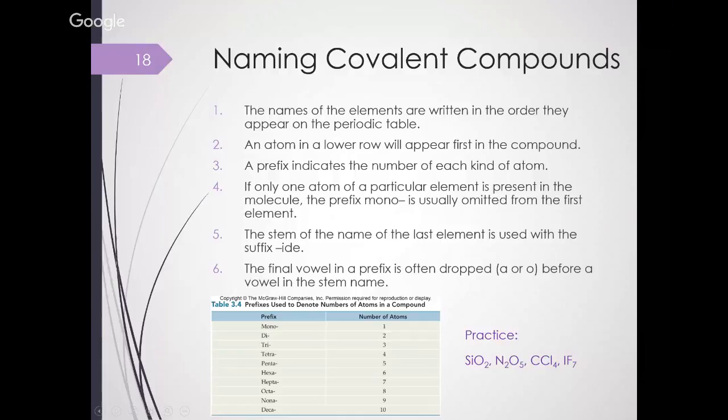Over here, I have nitrogen, I have oxygen. 2 nitrogens tells me that I'm dinitrogen. 5 oxygens says I'm pentoxide. So not pentaoxide, we drop that A. So this name is dinitrogen pentoxide.